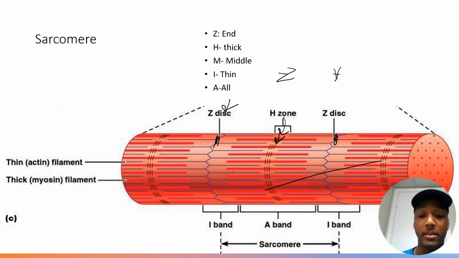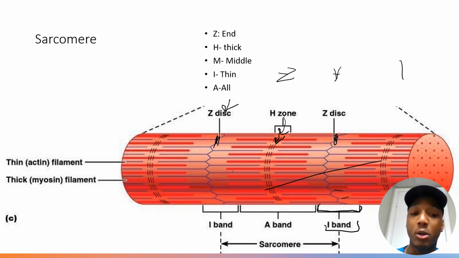the myosin filaments. And for the I band, it's right here, the letter I. The I here is thin. So here in this region right here, I know that these blue striated lines here will represent the thin filaments, which is also called the actin filament.